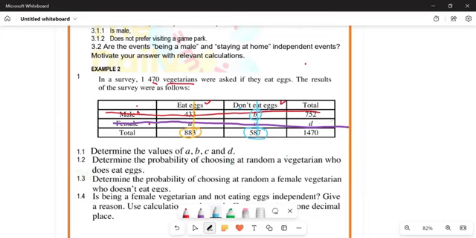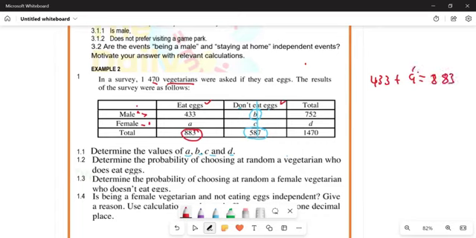So now that we know how to interpret, we can go and answer some of the questions here. They say determine the values of A, B, C, and D. Okay? Now, let's look at the following. In total, how many people do we have who eat eggs? They can either be male or female. But we can say, which part now? 433 plus A is going to give us the total number of people who eat eggs. It's 883.